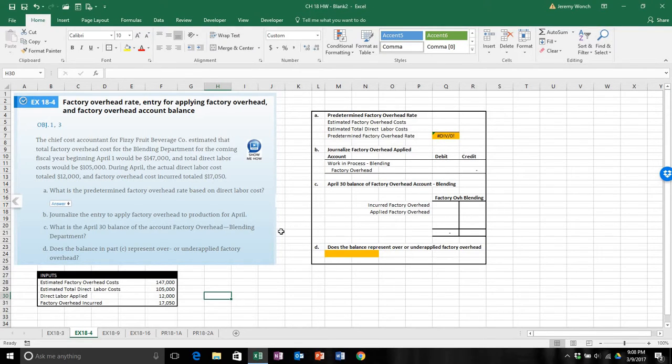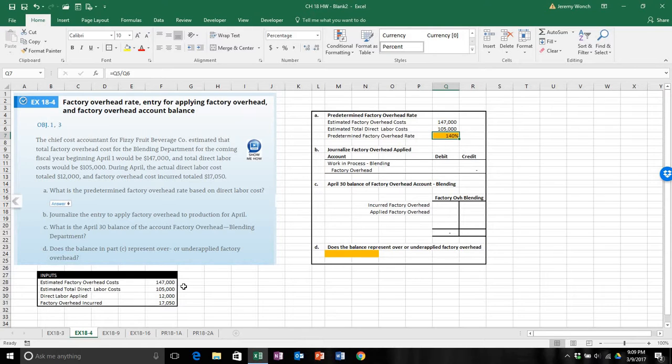And so it says, what is the predetermined factory overhead rate based on direct labor cost? To calculate that, we take what we think is going to be the total factory overhead cost, our estimated factory overhead, and then we divide that by our driver. Our driver in this case is going to be direct labor cost. So not direct labor hours, but direct labor cost. So that's going to be this $105,000.